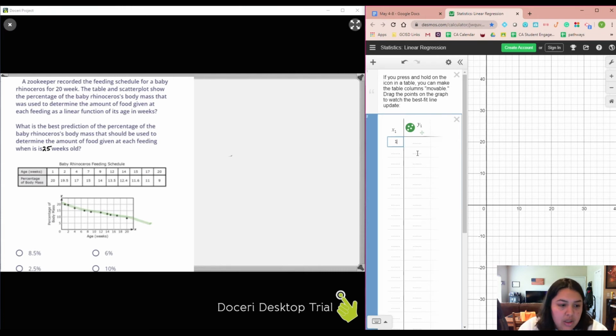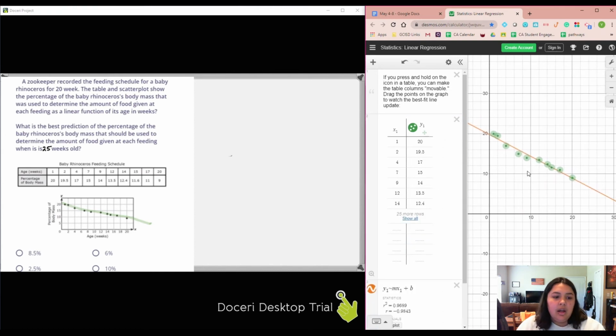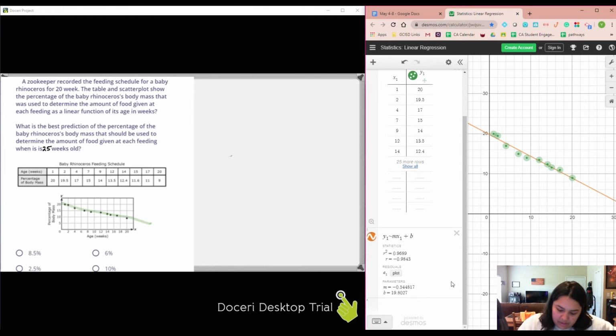Okay, so for my x values, which is the age, I'm going to put the first row, which is 1, 2, 4, 7, 9, 12, 14, 15, 17, and 20. And then for my y values, I have 20, 19.5, 17, 15, 14, 13.5, 12.4, 11.6, 11, and 9. Okay, so here is my linear regression model. And then let's go ahead and find our m and our b.